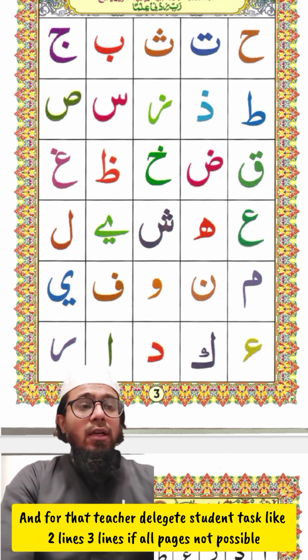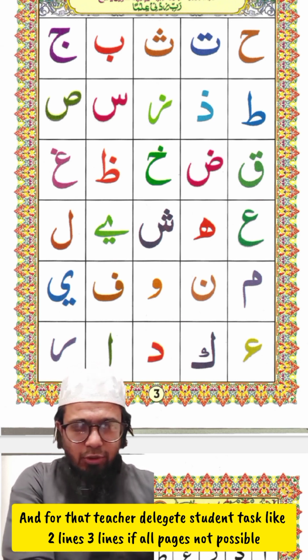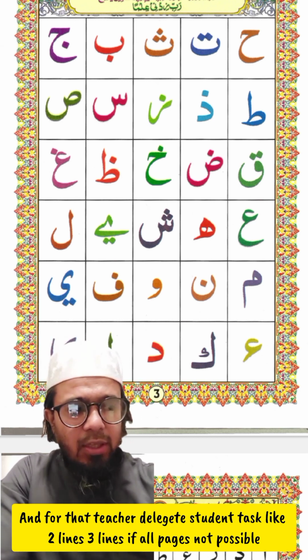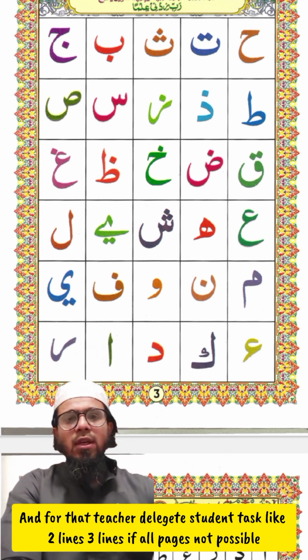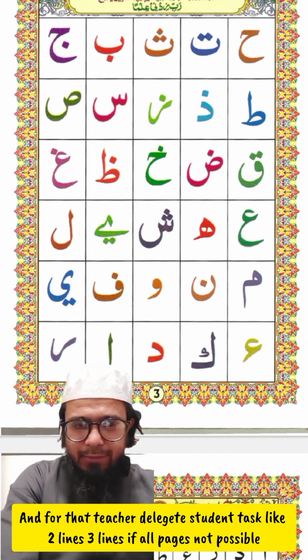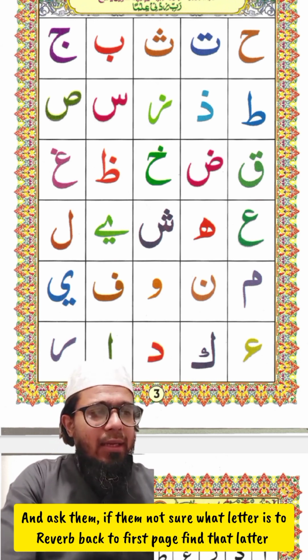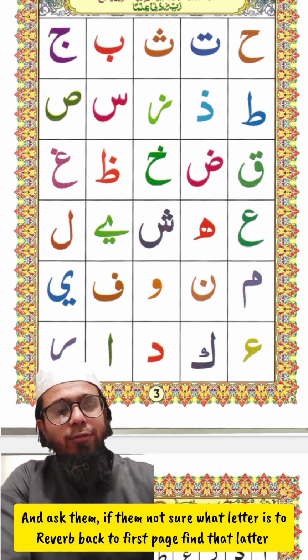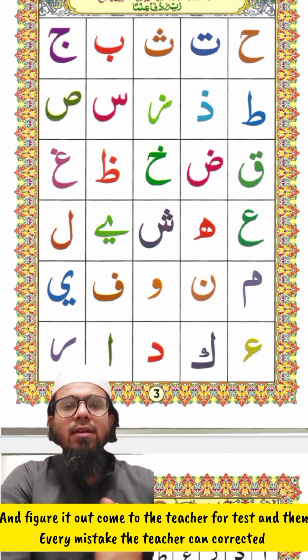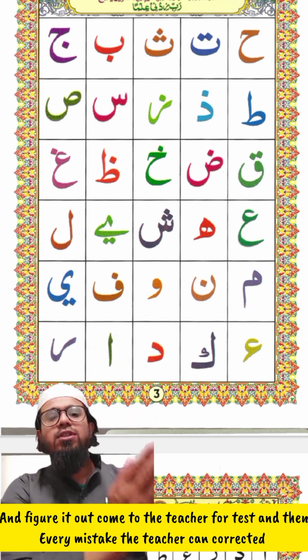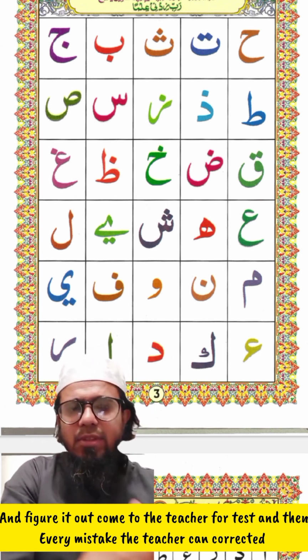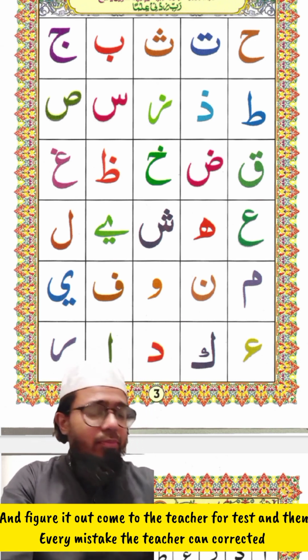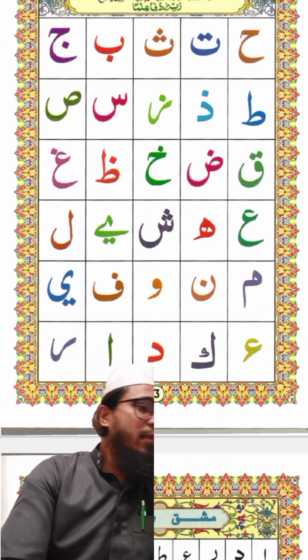And for that the teacher should delegate the student a task, like 2 lines or 3 lines to learn, if the whole page is not possible, and ask them, if they're not sure what a letter is, to refer back to the first page, find that letter and figure it out, come to the teacher for the test, and then if they get a few mistakes, the teacher can correct it. Come on, let's do that.